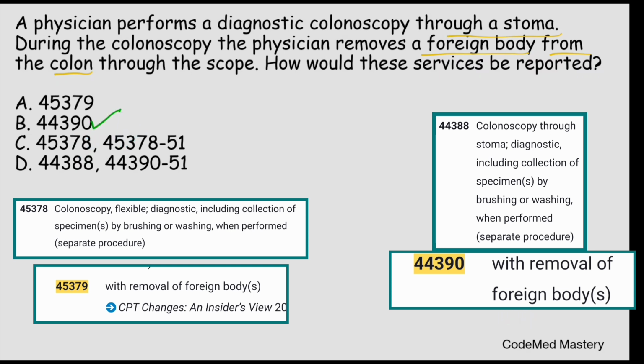Now we'll check why other options are wrong. Option A 45379 is wrong because that is for colonoscopy flexible diagnostic including collection of specimen with removal of foreign body.